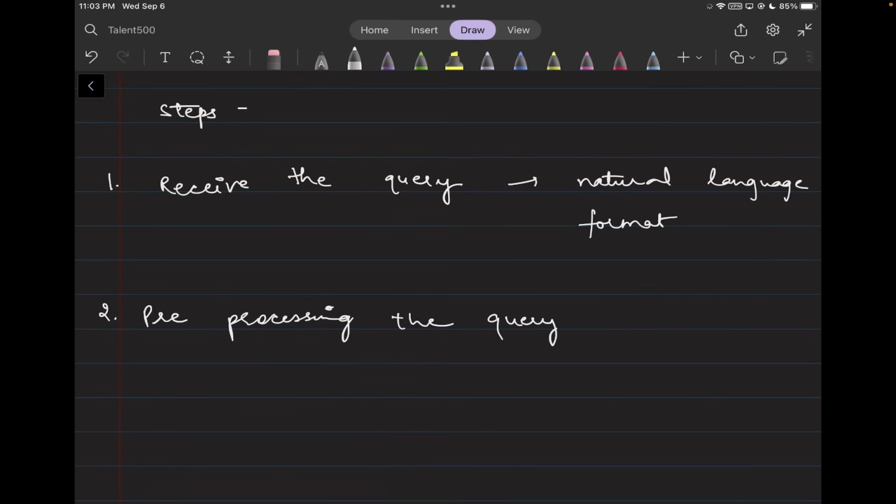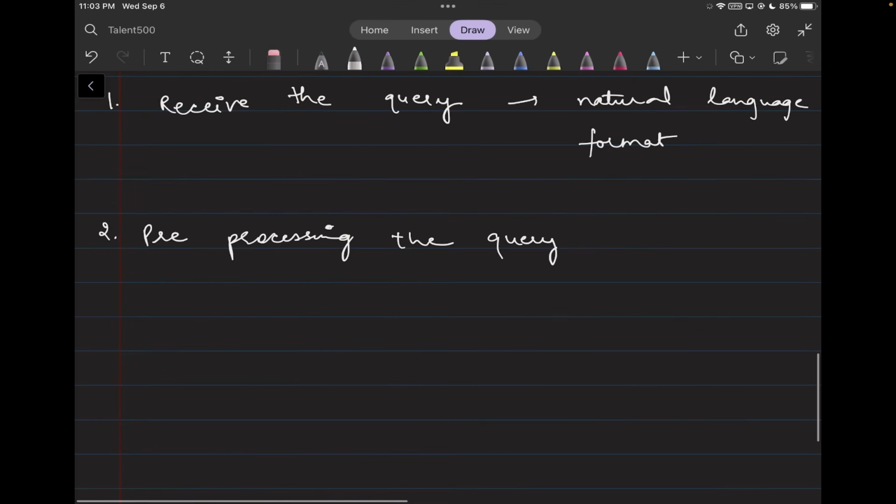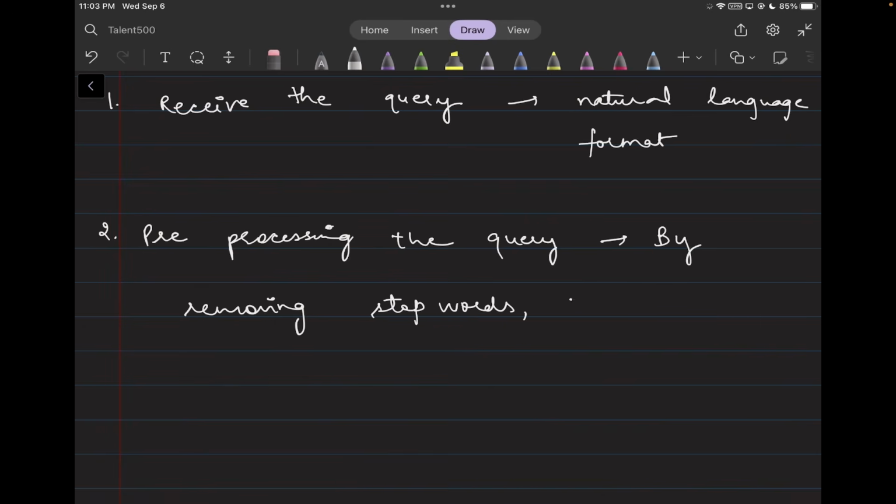So in this case, of course, you are going to have some input. That input query is pre-processed, and how will it actually be performed? By removing some stop words. If there is some tokenization, that is also going to be removed.